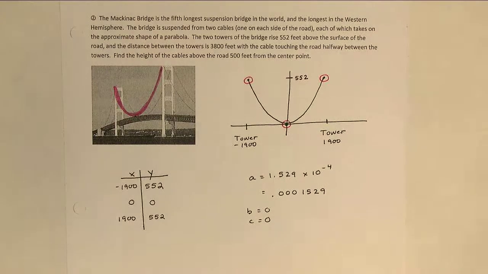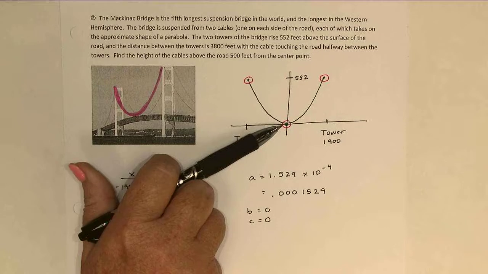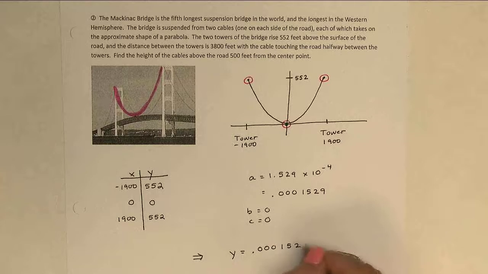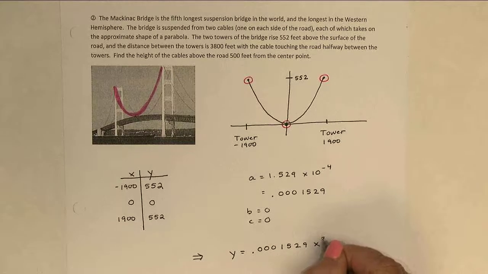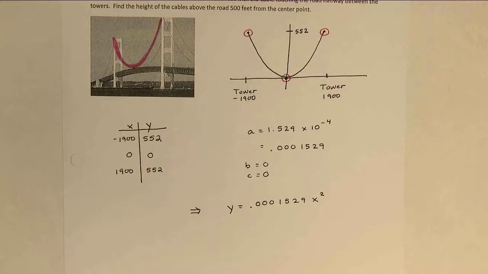And again, I'm going to ask you if that's very surprising. I hope it isn't, because the vertex of this parabola is right at the origin. We haven't moved it left, right, up, down at all. So not a big surprise. So my equation is just y equals 0.0001529 x squared plus 0x plus 0.